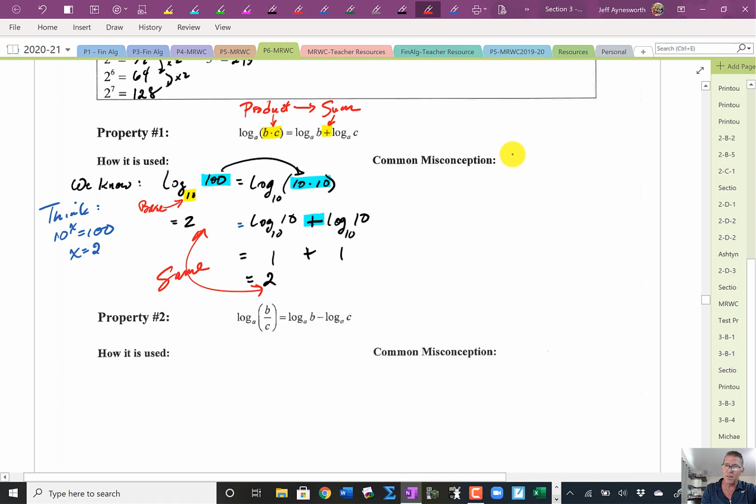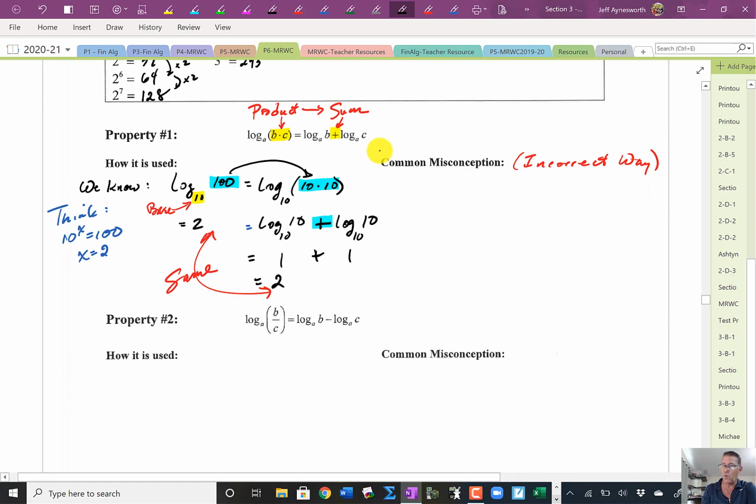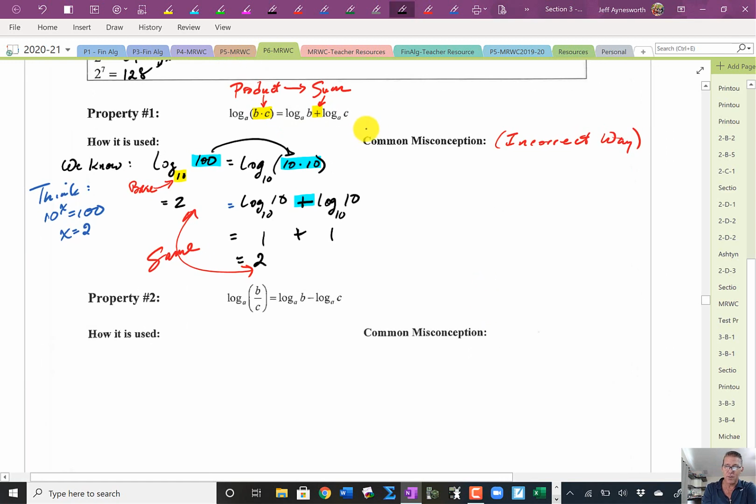So this is the incorrect way. And I'm showing this to you because it's really helpful to learn how not to do it. Learning what not to do is just as important as learning what to do. In fact, sometimes people think it's more important. So I'm going to take the same log base 10 of 100, and rewrite it the same way I did before, log base 10 of 10 times 10. Obviously, 10 times 10 is 100.